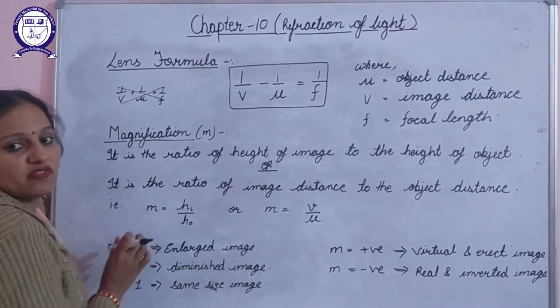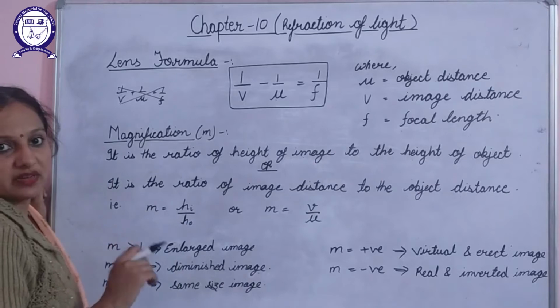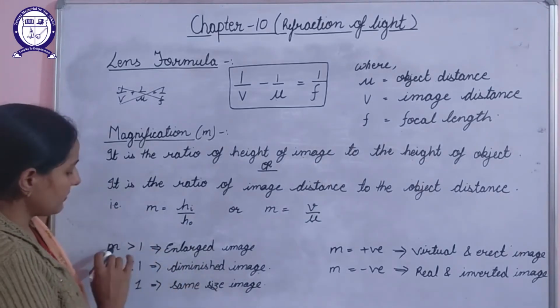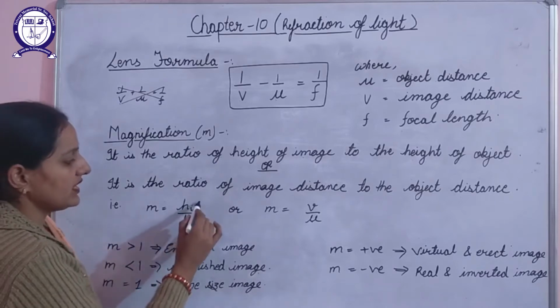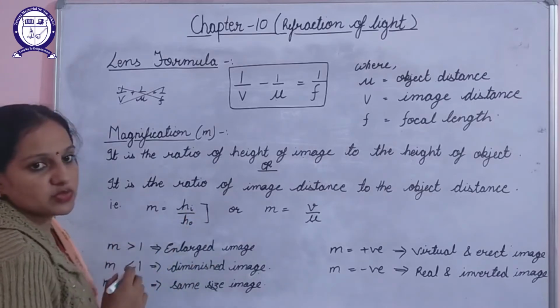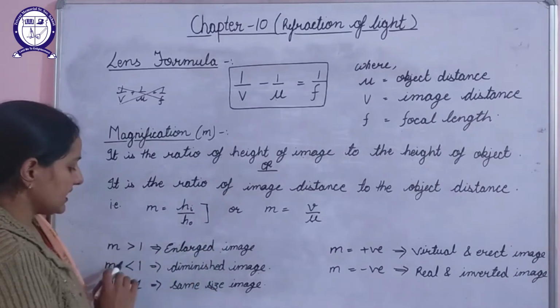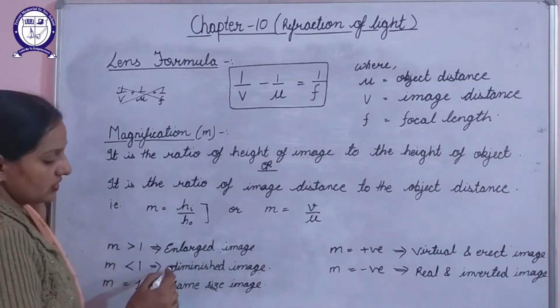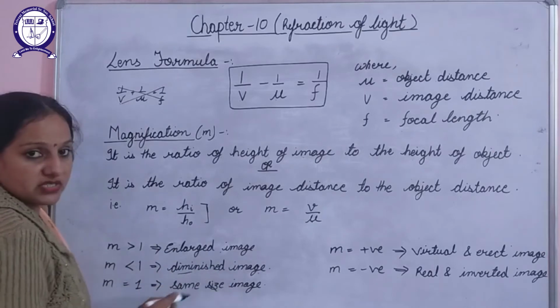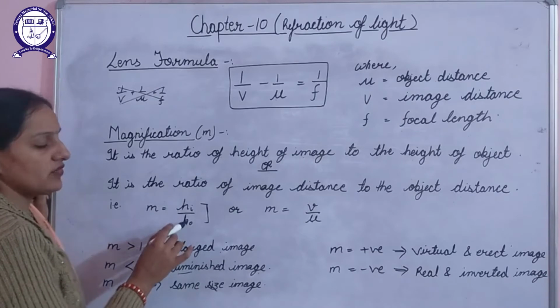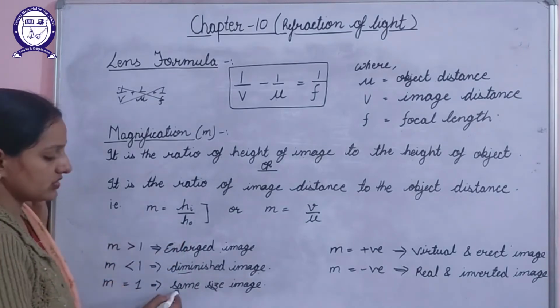The value of magnification could be less than 1, greater than 1, or equal to 1. If the magnification is greater than 1, that means this ratio comes to be greater than 1, so it indicates an enlarged image. If magnification is less than 1, it indicates a diminished size of image. If magnification is equal to 1, that is height of image is equal to height of object, which represents the same size of image.